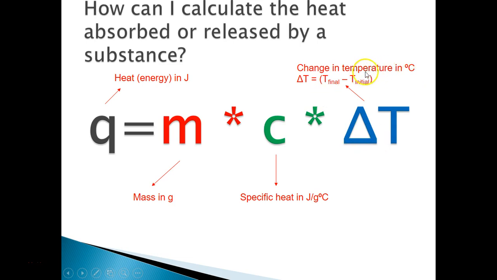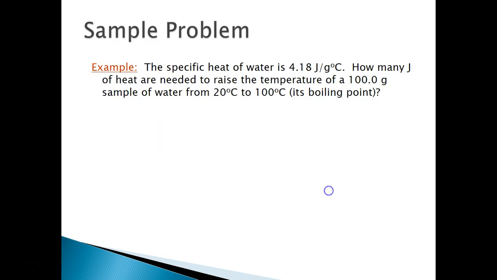So when we calculate the change in temperature, we're going to need two temperatures. We're going to need a final temperature and an initial temperature. To get the change in temperature, we just subtract one from the other. Now, this is a formula you need to know. In chemistry, you are not given a formula sheet. So the best way to learn it is to practice using it with the problems we give you on your homework assignments. Here's an example of a specific heat problem.